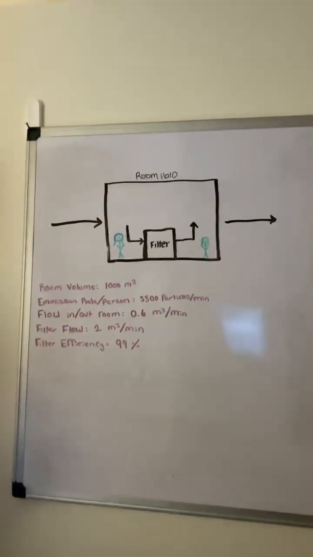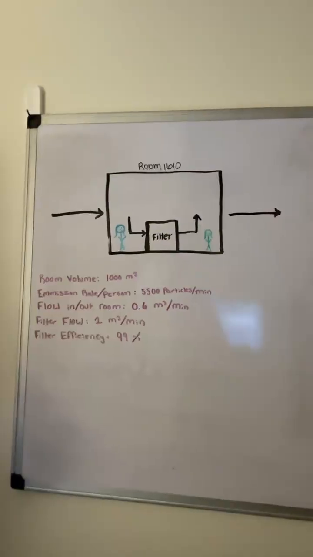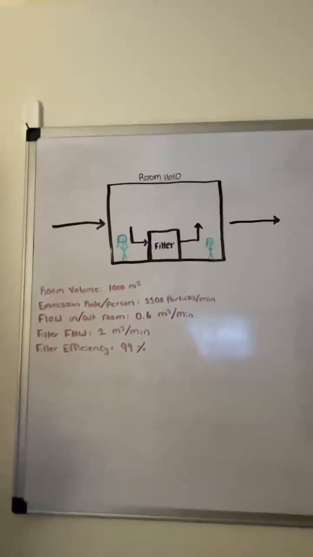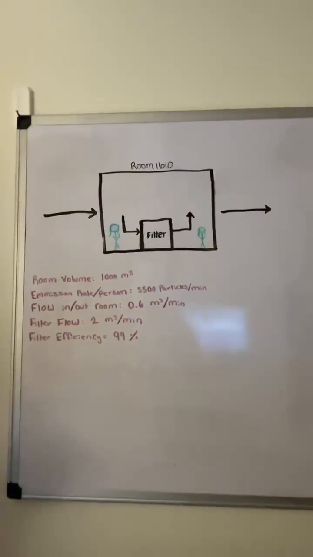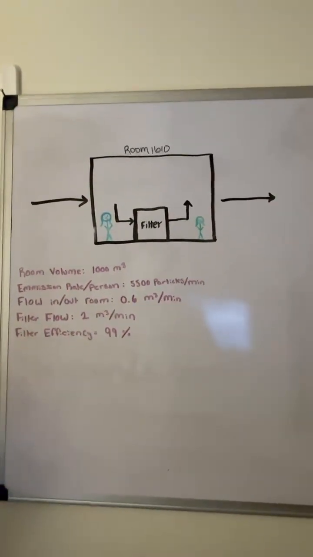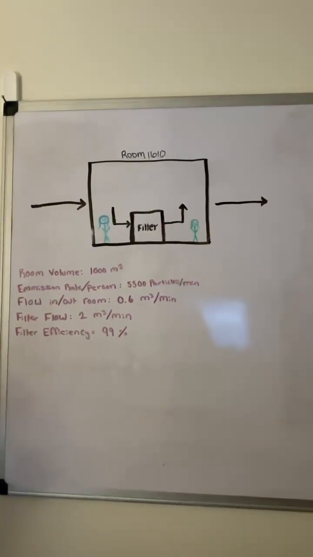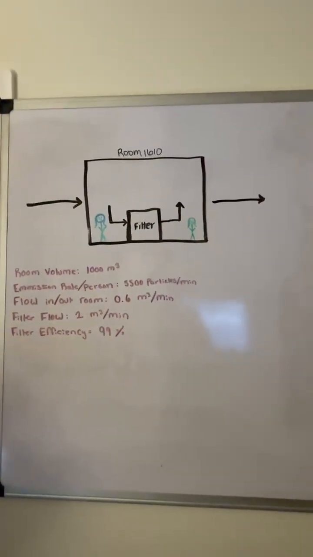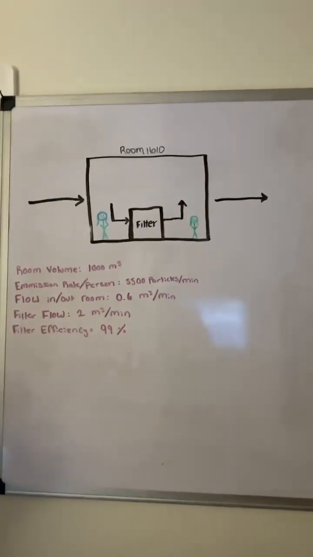This is room 1610, our lecture hall, where Ella and Charlotte are studying, but they're both sick. Notice that the room volume is 1,000 meters cubed. Our emission rate per person is 5,500 particles per minute. The flow in and out of the room is 0.6 meters cubed per minute. The filter flow is 2 meters cubed per minute, and the filter efficiency is 99%.